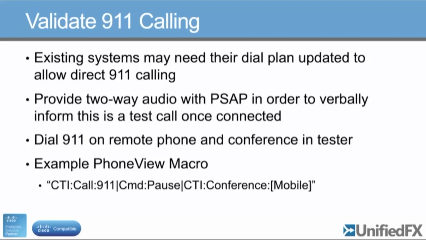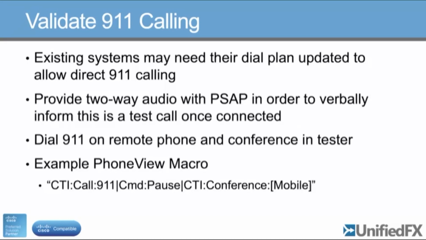Now, what we have here as the last bullet point is an example of how you can do that with PhoneView. We have a demo on this, but I'll just talk you through what that entails. With that macro command, you've effectively got a call operation to dial, for example, the 911 number directly. There's a brief pause just to allow it to route and connect. By default, CMD : pause will wait for 1 second. You could reduce that, you could even increase it if you want to, but 1 second should be fine.